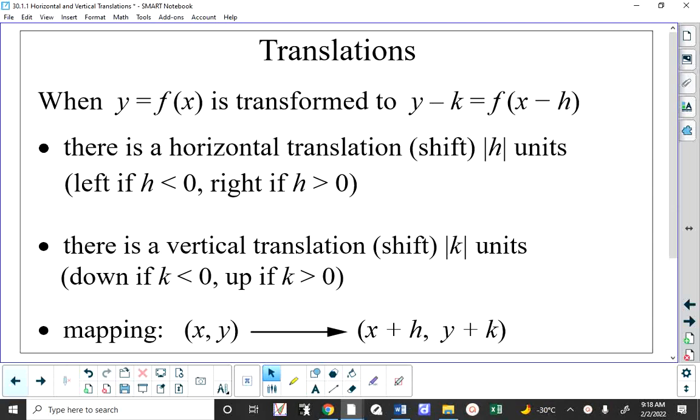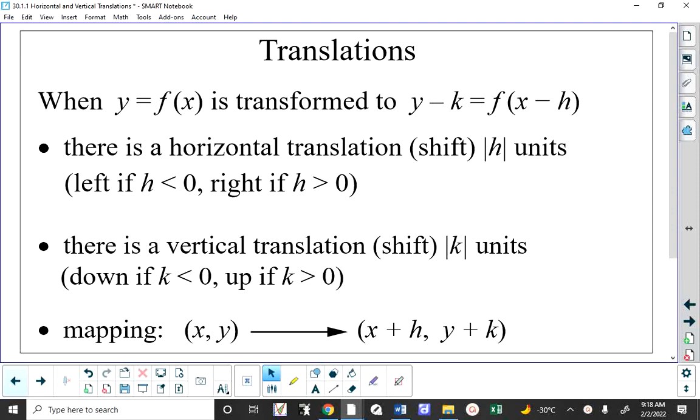The basic gist of it is summarized on the screen right now. Y equals f of x is an original function. Y minus k equals f of x minus h is a transformation of that original function. We call this new function the transformed function, the result of the transformation. We could rewrite this, instead of saying y minus k equals f of x minus h, as y equals f of x minus h plus k, which I've got on the side screen.